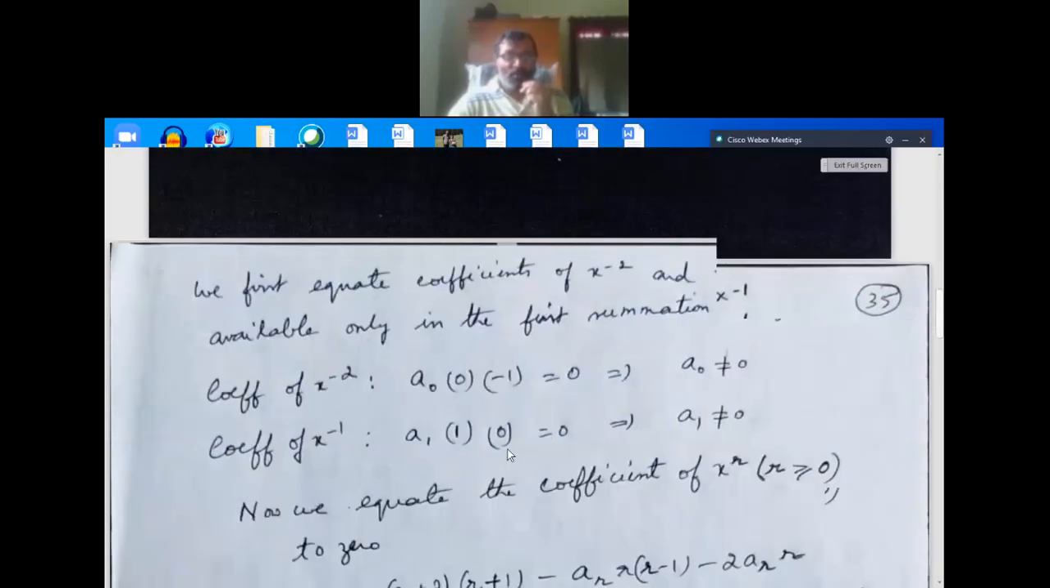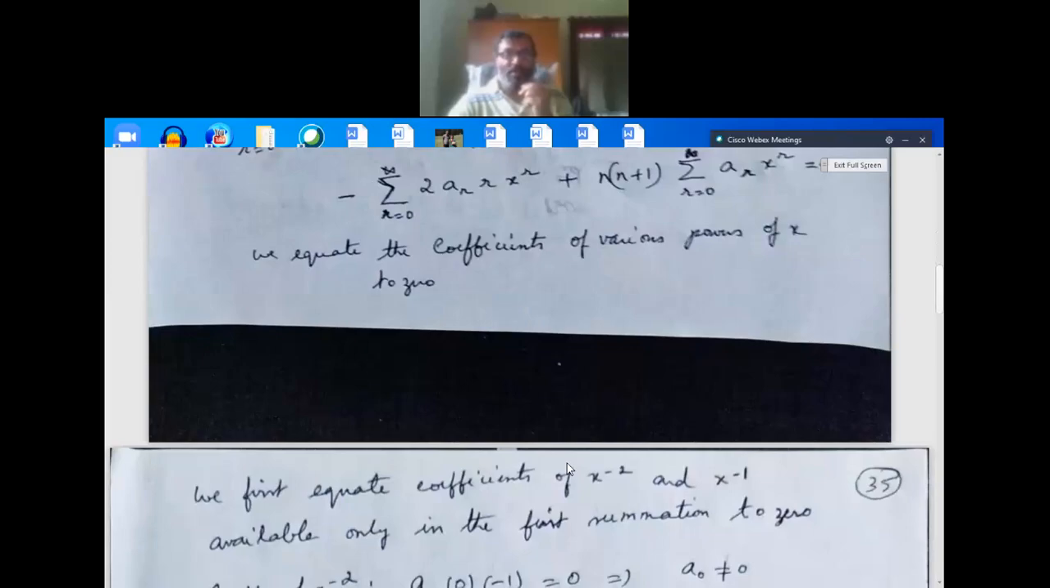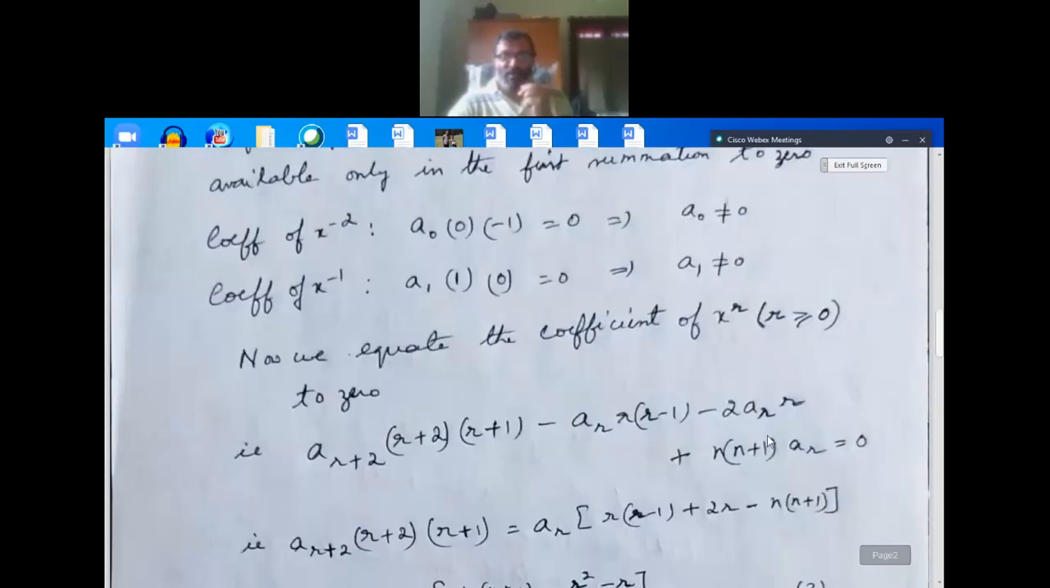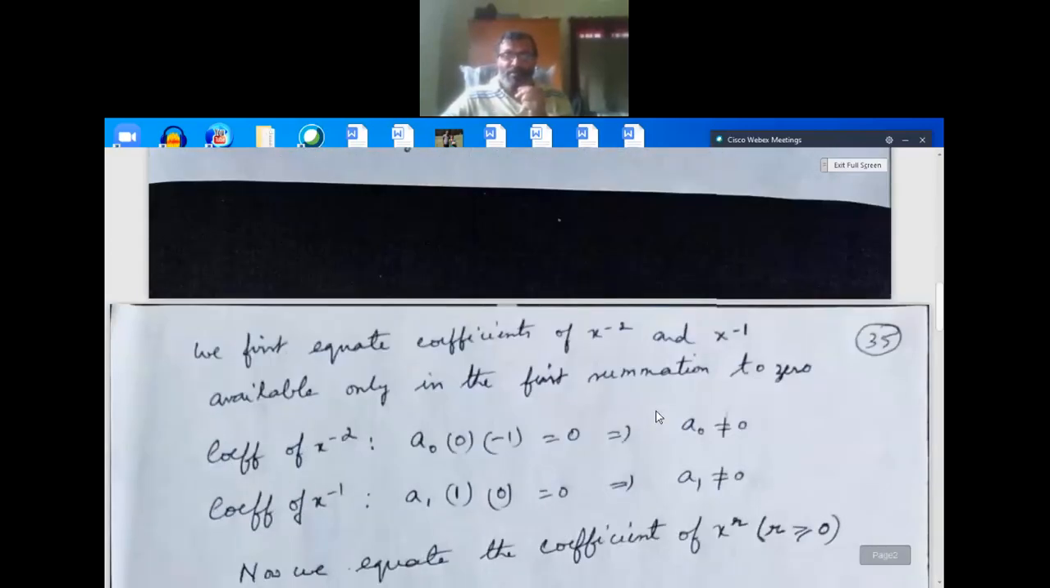Then here, the coefficient of x power r as it is, a r into r minus 1, minus a r into r minus 1. Then the coefficient of x power r here, minus 2 into a r into r, minus 2 into a r into r. Then the coefficient of x power r here, n into n plus 1 into a r.